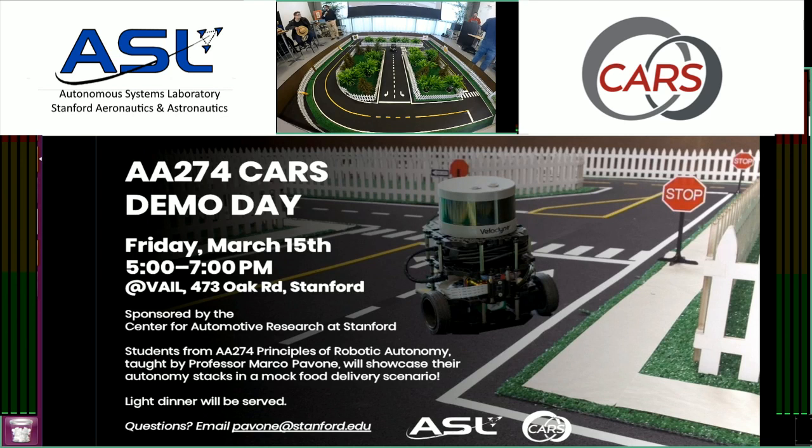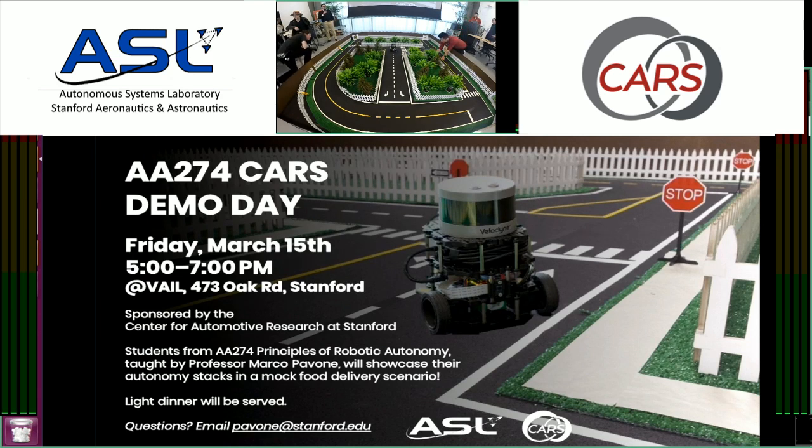All right, I think we can start. And welcome everyone to the final demo for AA274, Principles of Robotic Autonomy. Most of you are quite familiar with this class, I assume, but just to make sure that everyone is on the same page, this class provides a broad overview of the main techniques behind robot autonomy. So basically how to allow a robot or an autonomous vehicle to make decisions on its own.